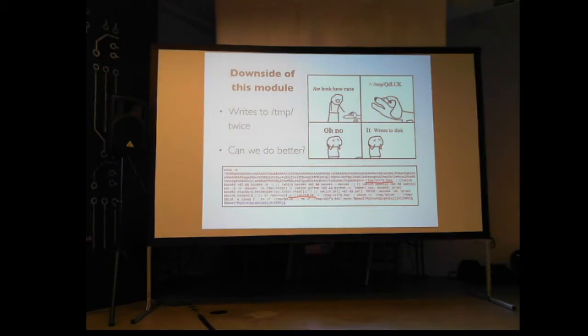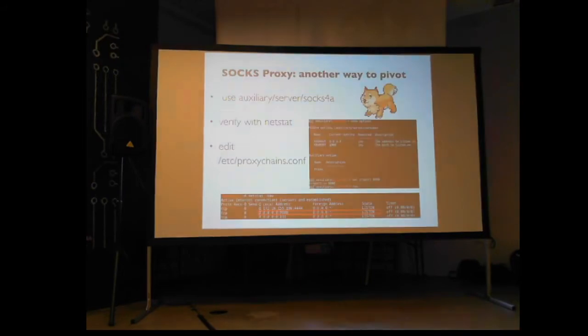So going back to the pivoting section, when you create that route, it's great, but you can only route Metasploit modules through it. What if you want to route any tool through that session? The way you can do that is by creating a SOCKS proxy. What a SOCKS proxy will do is take any TCP traffic and direct it to whatever you want.